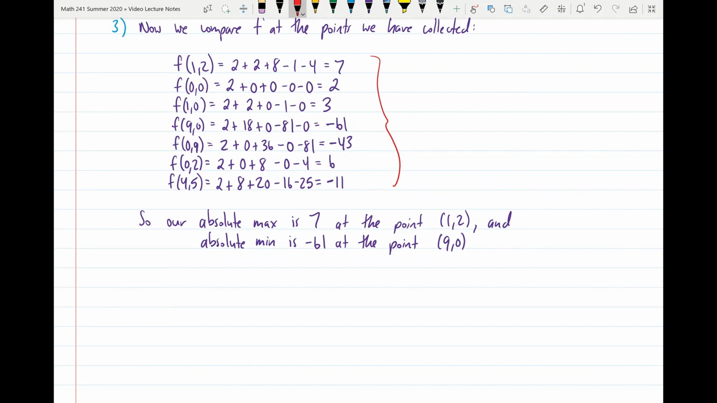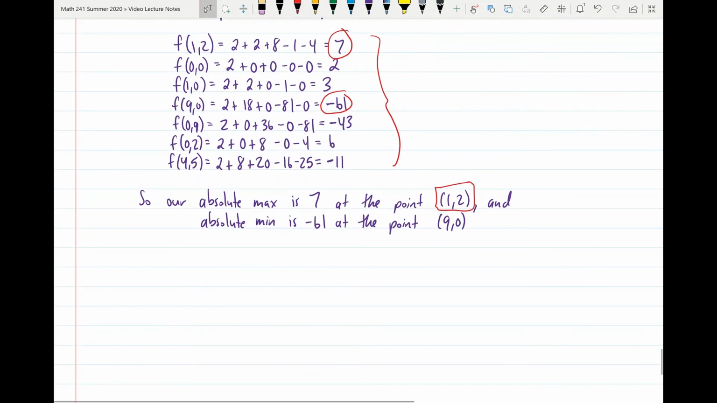And to find the absolute maximum of the function f, we just pick out whichever value is greatest. So in this case, that value ends up being 7. So 7 is going to be the absolute maximum. And we can also note that the absolute maximum occurs at the point 1, 2. And it looks like negative 61 is the smallest value here. So the absolute minimum for the function f over the region is going to be negative 61, and that minimum is going to occur at the point 9, 0.